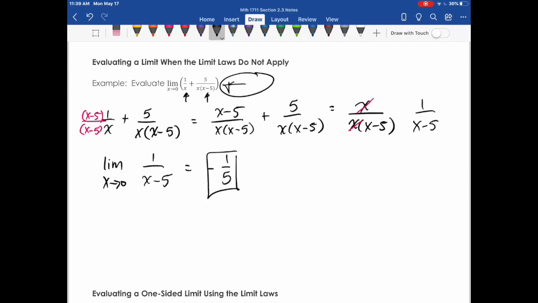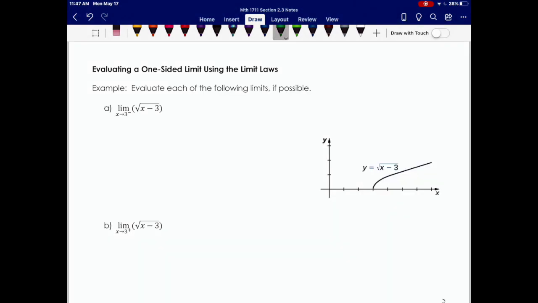You can graph this function on your graphing calculator and double check it by looking to see, as you get closer and closer to 0 on either side of 0, that you're getting closer and closer to the value of negative 1/5. So now we're going to revisit one-sided limits.